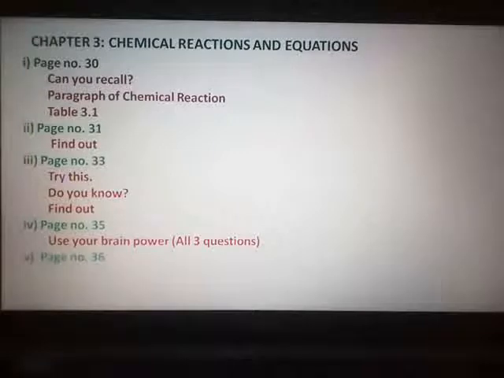Page number 36 also you have the activity towards the end, use your brain power. Remove that activity. Again there are 3 questions. Here be careful a little bit. Use your brain power activity on page number 36. Below the 3 questions you have dark black colored font.